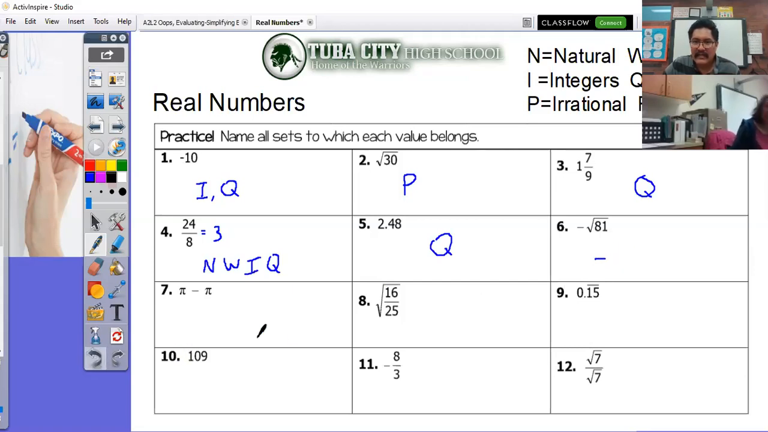So if I evaluate the root of 81, I get 9. So in this case, the actual value is -9. So what group does -9 belong to? Well, it is an integer because it's negative. It's not a whole number, it's not natural, but it is rational because it can be written as a fraction. And it is also a real number, but again, I'm not going to put real number on all of these because that would just be quite a bit of work.